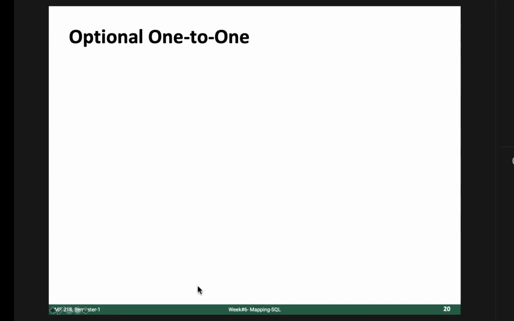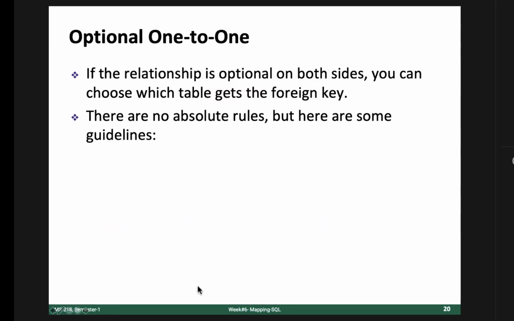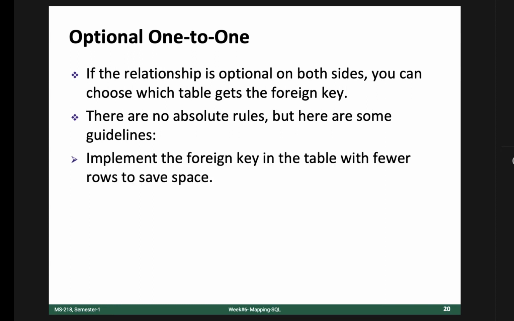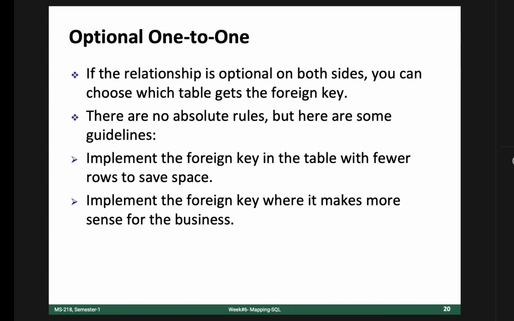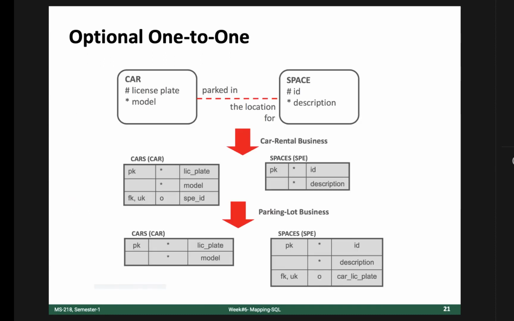In optional one-to-one, it's up to us. There is absolutely no rule, but there are some guidelines. For example, to save space, implement the foreign key in the table with fewer rows, right? Or sometimes it depends on what makes sense for the particular business. So we saw this example. Okay.